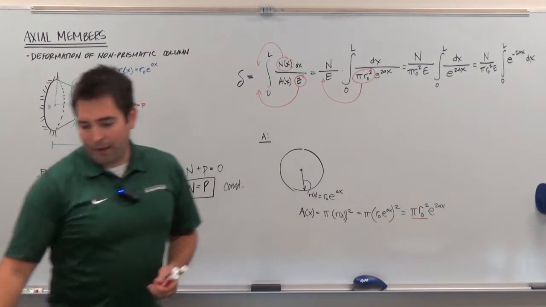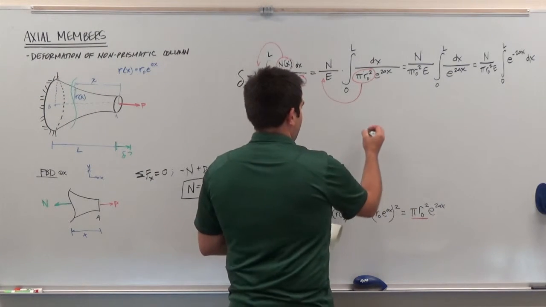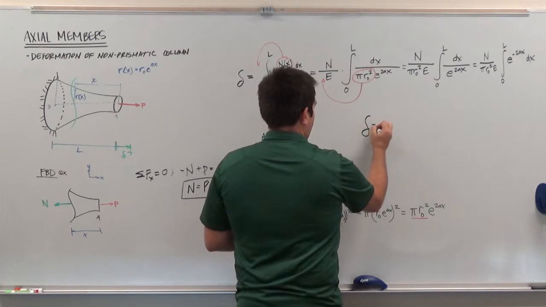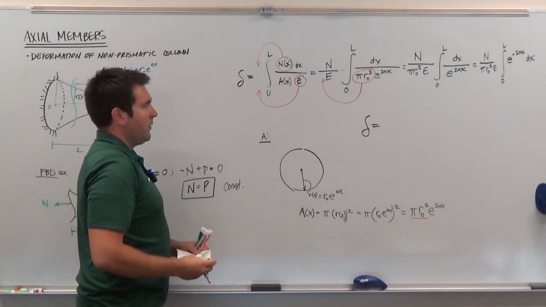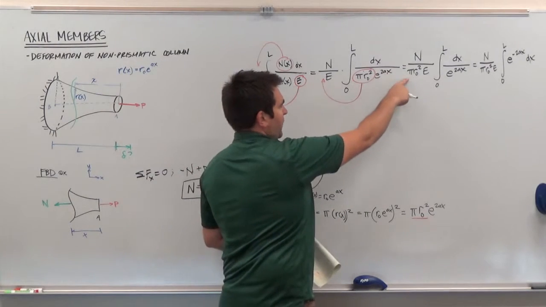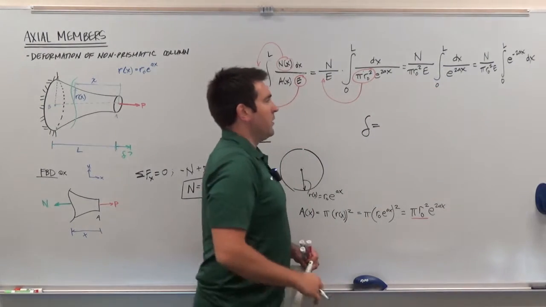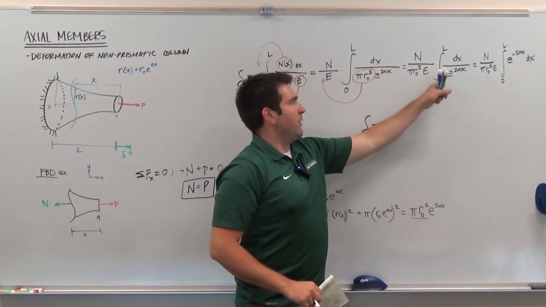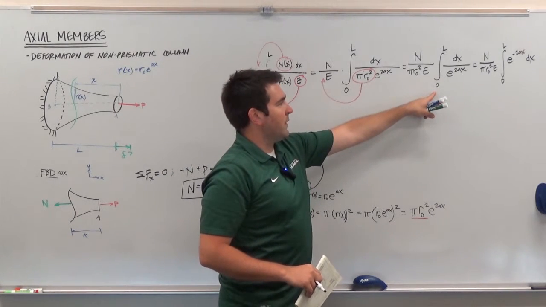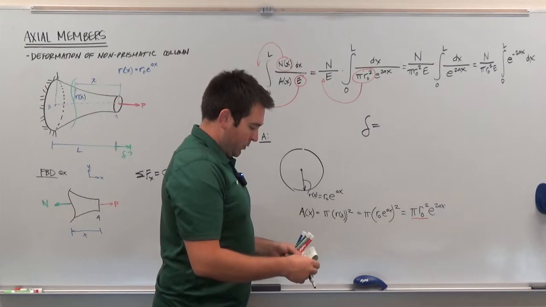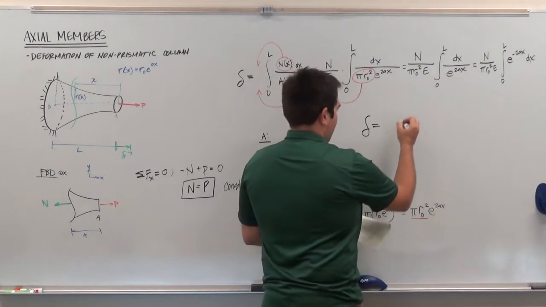What we end up getting, we have to do a little bit of simplification, but we will get at the end that the total change in length of this member is equal to n over pi r naught squared e times the result of this integral right here. So we integrate this, we evaluate it at L, we evaluate it at 0, and that's an important step here because we get a -1 as a result. And if I do a little bit of simplification with the result, it's not too bad.